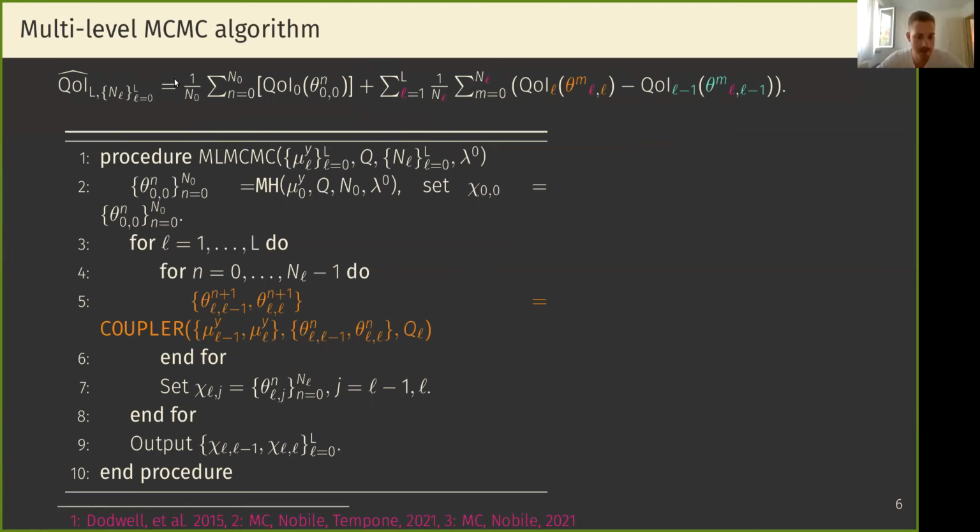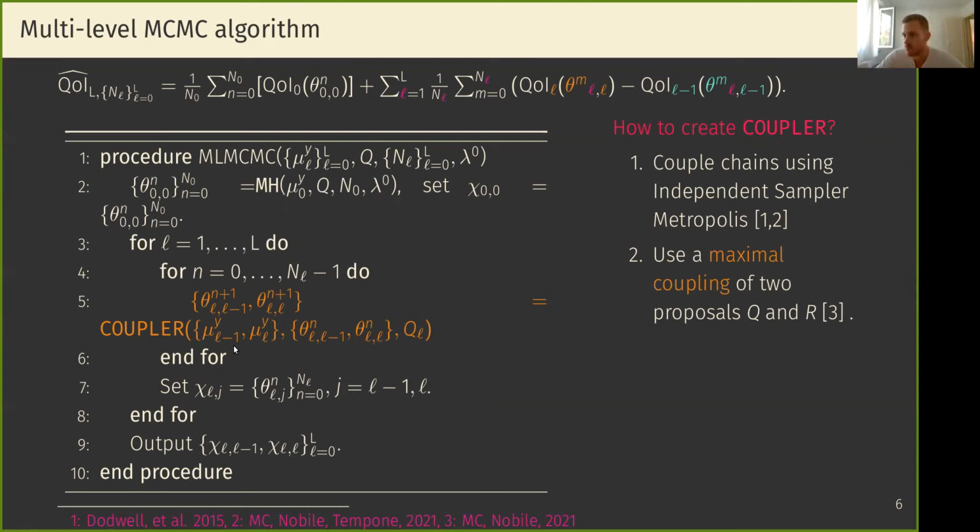Okay, and so supposing that there exists a way of generating this coupler function, the multi-level MCMC procedure to estimate this quantity of interest here will look as follows. So at level zero, we use our favorite Metropolis-Hastings type of algorithm to sample from this posterior mu y zero. And then for all the higher levels, we use this oracle function coupler to generate these coupled samples for ML samples. Okay. So of course, the most important part is, how can we create this coupler function?